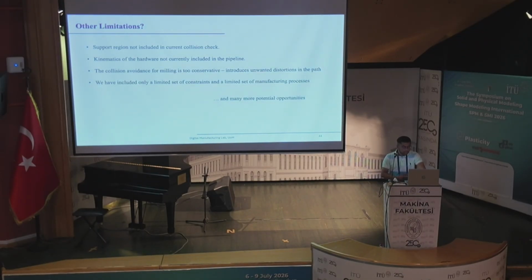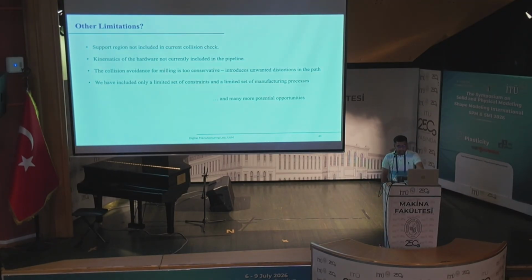And then we only included a limited number of constraints in our current work, but there is a lot we can do. Like we can include toolpath length or layer areas during the optimization, which can be easily done because we have an implicit formulation and we can compute those values easily. Those are some of the limitations that we have.